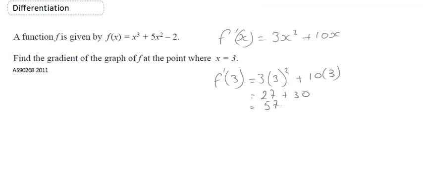That's it. So differentiation is really straightforward. You've got to remember a process to turn this into that. You've got to remember some notation, and then if it asks you to find the gradient, you substitute the x number in and find out what the answer is. So when x equals 3, the gradient is 57. Cool, job done.